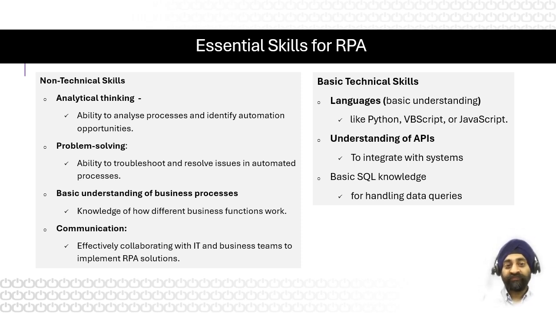Process mapping. You should have an understanding of how to map out a process, which involves documenting each step of a process in detail from start to finish to ensure that the automation is accurate and effectively done. So this skill helps in designing RPA workflows, which we also discussed in the first part, and which is also part of your analytical thinking. If you have process mapping and problem solving skills, you will be able to map the processes accurately.